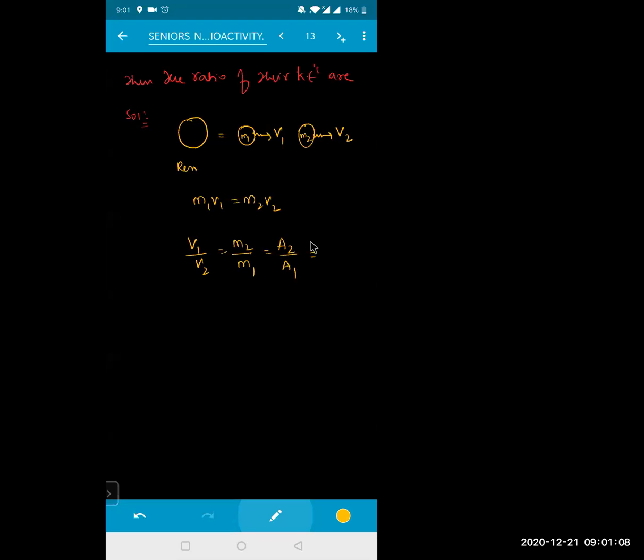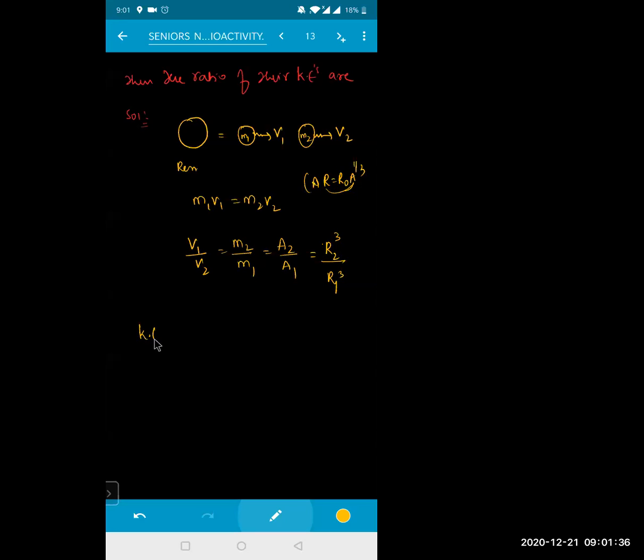So can I write the mass number in terms of radius, beta? R0 gets cancelled, so it is r2 cube divided by r1 cube, because a is equal to, r is equal to r0. We know this relation, r is equal to r0 a to the power of 1 by 3. So a2 by a1 can be written as r2 cube by r1 cube.